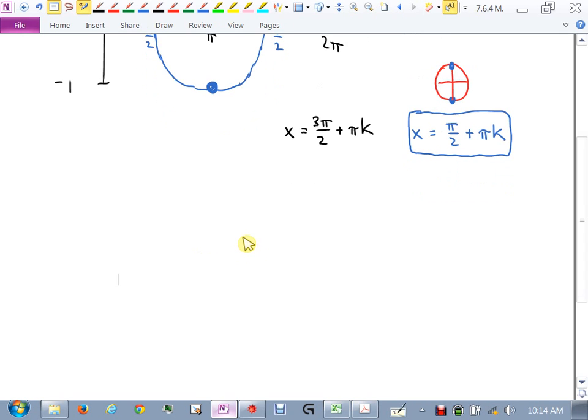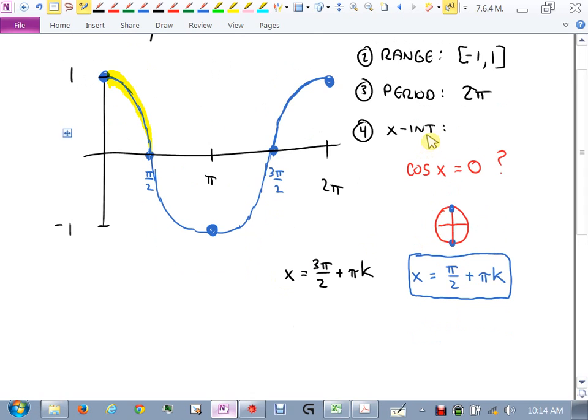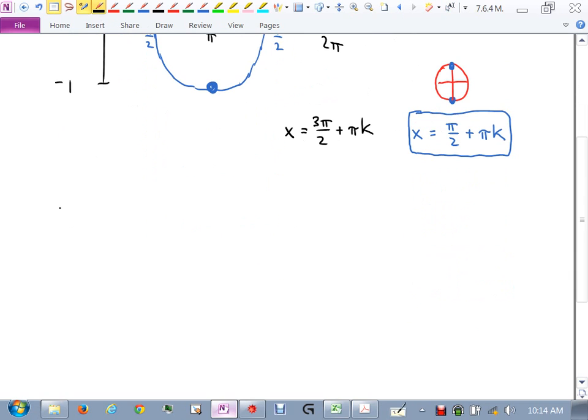All right. So that's the answer right here. This is where I have x-intercepts. Where do I have maximums? Where do I get max values? The max value of 1 happens at what? So you're going to go draw a unit circle, right?